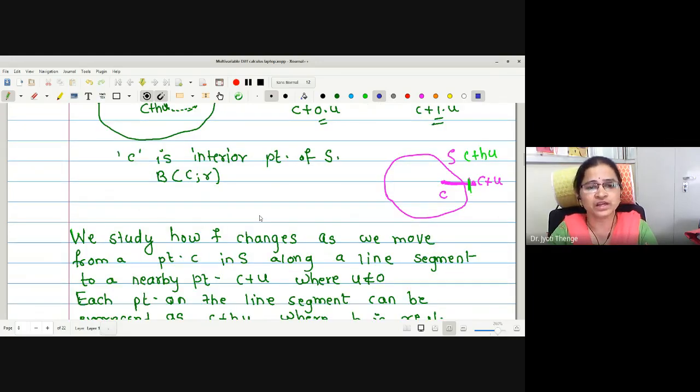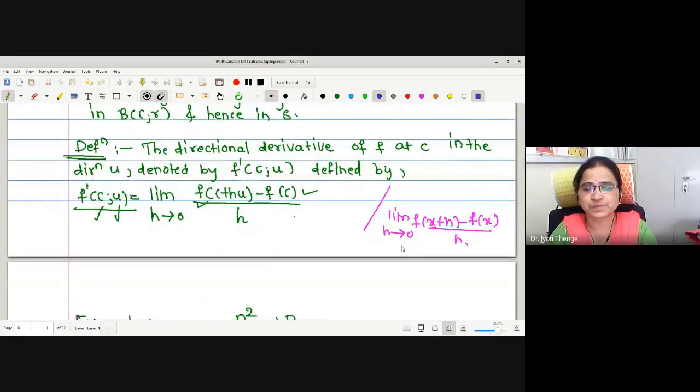Then the directional derivative definition goes very parallel to the first principle definition of derivative. We know the first principle definition of the derivative is given as limit h tends to 0 of f of x plus h minus f of x divided by h. On parallel lines, here also we have taken the increment in the function to be f of c plus hu minus f of c, and the increment is due to this parameter h. Therefore, the denominator we have taken h, and limit h tends to 0. This is very similar to the first principle definition and is called the directional derivative of the function at point c in the direction u, and this is the symbol we are using.